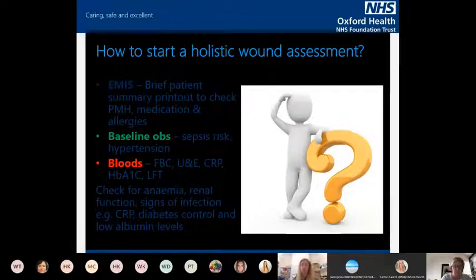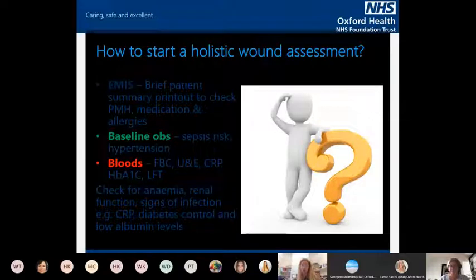We usually say full blood count, U&Es, CRP, HbA1c, and LFTs. So a key thing we'd be looking at is, is the patient anemic? What's their Hb? If they are anemic, is this being treated? If not, do we need to flag with the GP? Yes, they're anemic, so why is this not being treated? Sometimes some of the GPs have a tendency to say that they'll just monitor it, but I think if they've actively got a wound, we need to be encouraging them to be treated for their anemia, because it is going to have a huge impact on the healing.